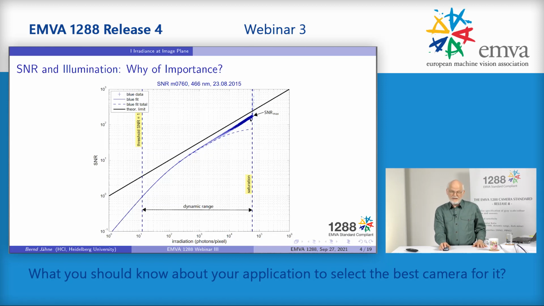If you now have a scene with low contrast, so that you can have everything close to saturation, you get a good SNR everywhere. If your scene has a large dynamic range, the dark parts have a much worse SNR. So you can nicely see with this curve how important it is to look at these questions: how much light do I have and what is the dynamic range? If you do not have enough light, you might never reach saturation, and then, of course, the SNR is much worse. This is why both dynamic range and the degree of saturation you can reach, how bright your scene is or how much light is received by the image sensor, are really of importance. That is the relation to the 1288 standard.